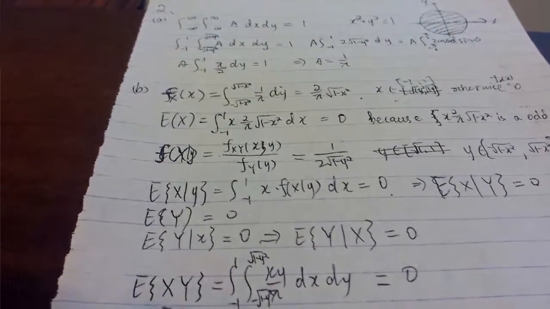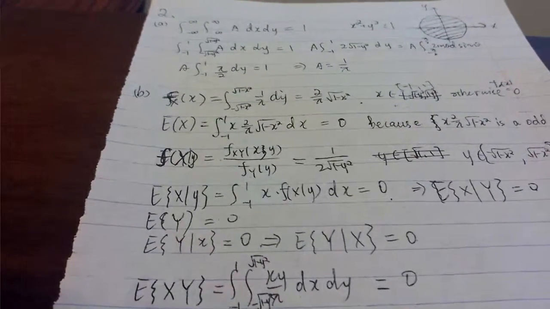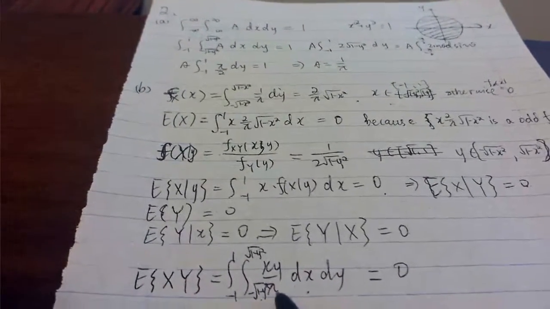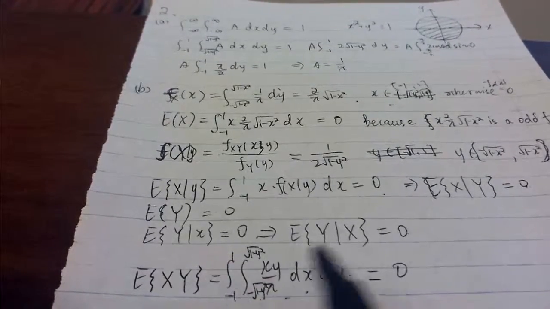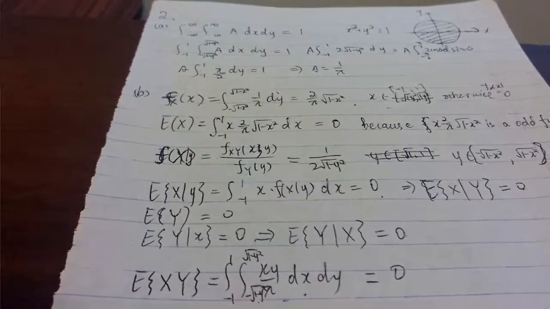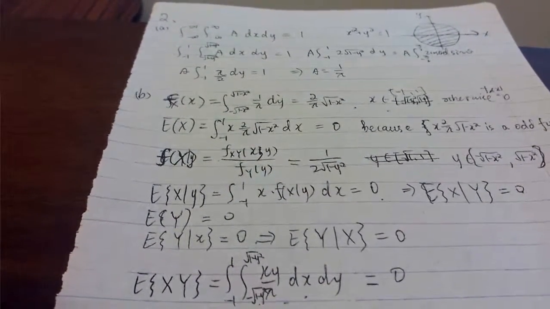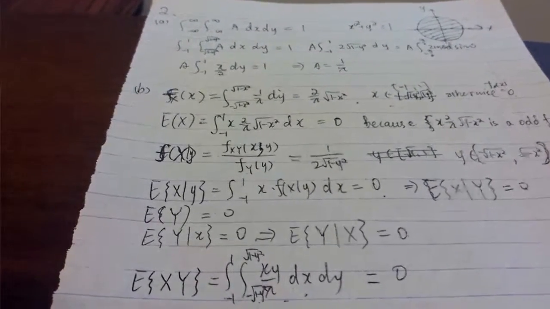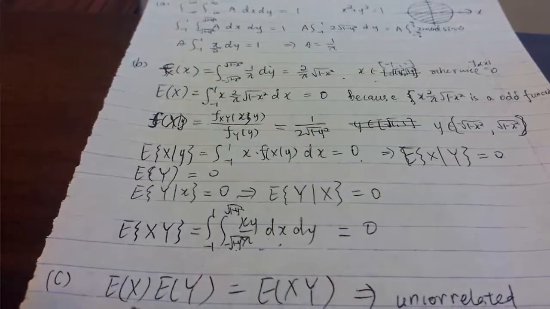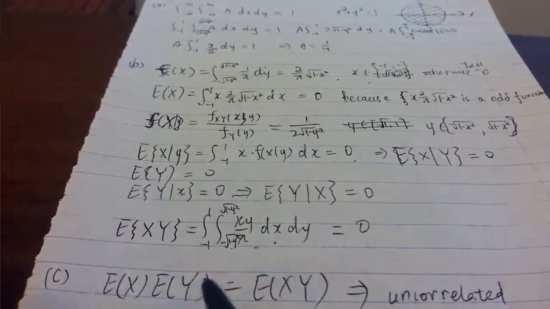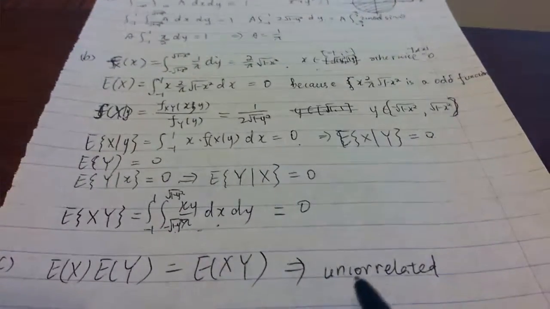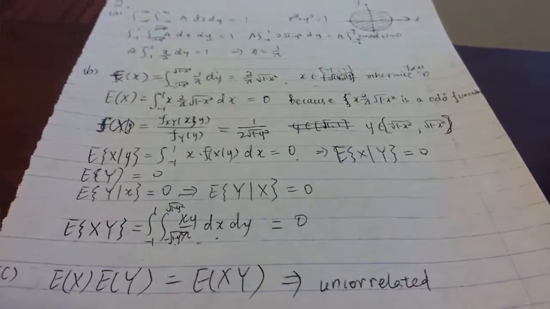But we need to calculate the expected value of x times y, which means we need to do the math, and we also find that this equals 0. So the last problem of this question is to prove or disprove that x and y are uncorrelated. From this relation, the expected value of x times the expected value of y equals the expected value of x times y. So that means they are uncorrelated. Thank you. That's it.